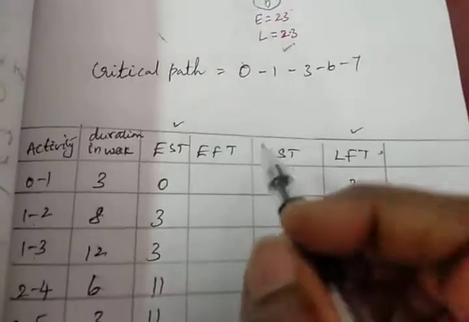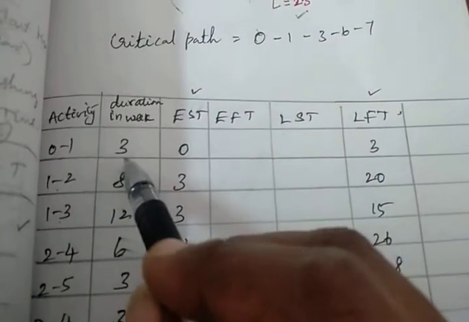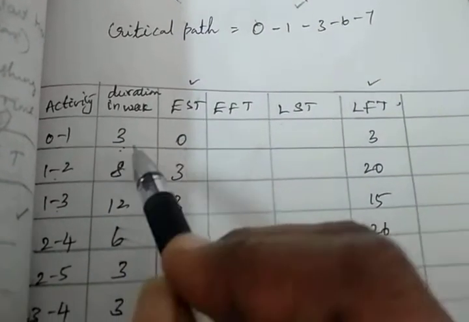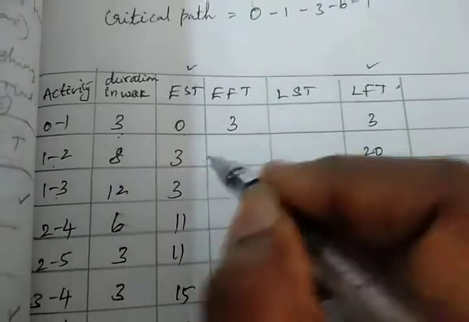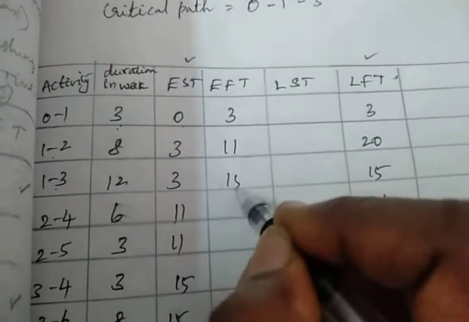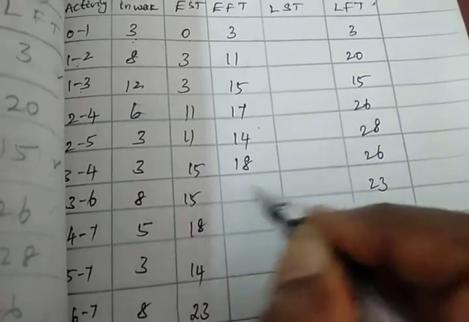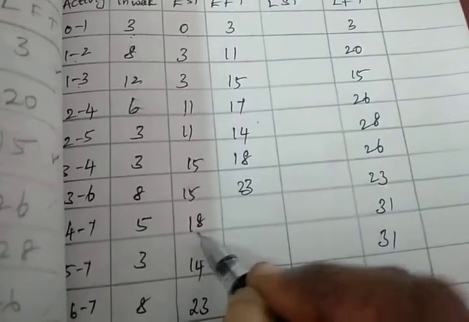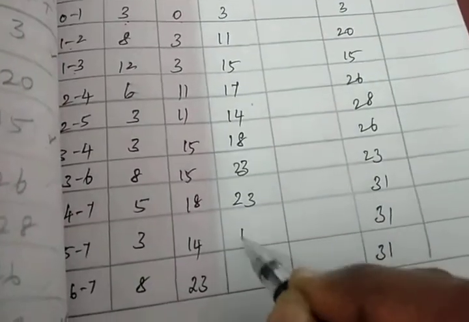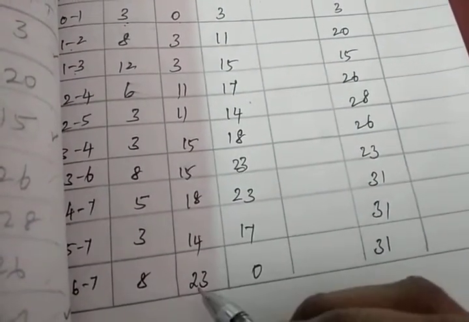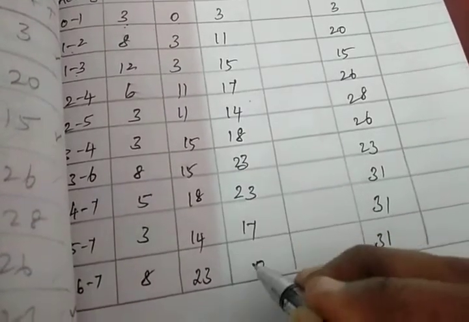Now fill up these two columns. Now add up, to fill up earliest finishing time, add up duration and earliest starting time. 3 plus 0 is 3, 8 plus 3 is 11, 15, 17, 14, 18, 23, here also it is 23, 17, 23 plus 8, it is 31.